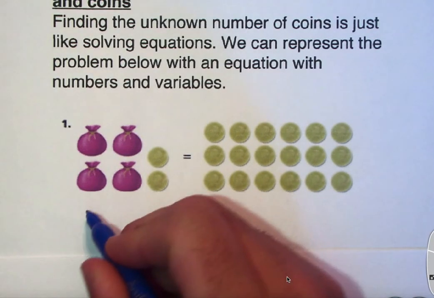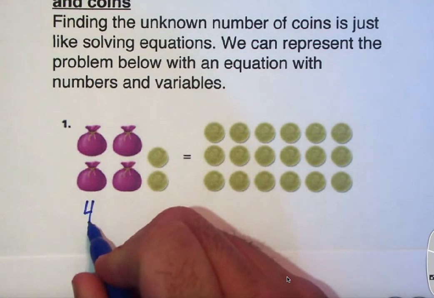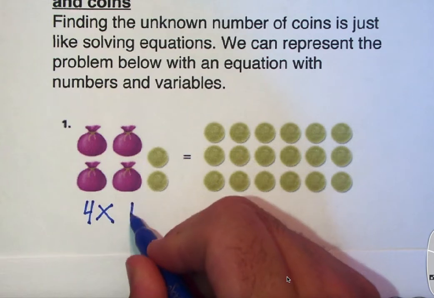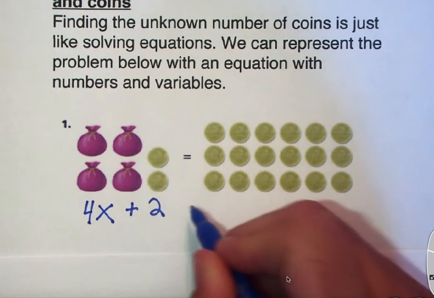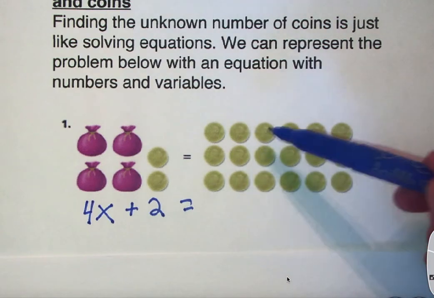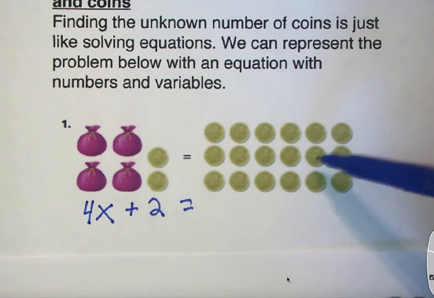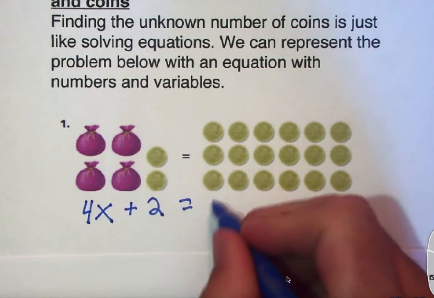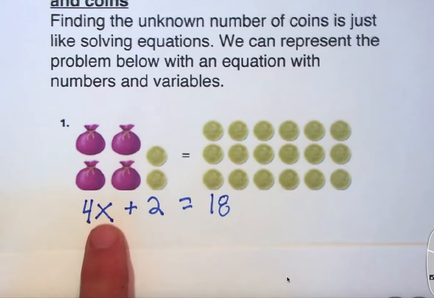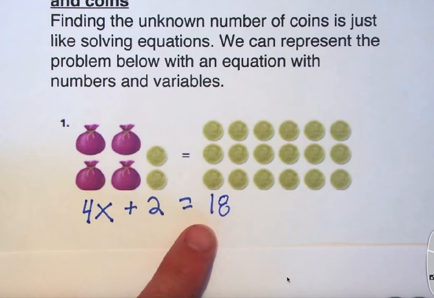We can say that we have 4 bags with unknown amount of coins plus 2 coins equals 1, 2, 3, 4, 5, 6, 7, 8, 9, 10, 11, 12, 13, 14, 15, 18 coins, right? So this is a way to represent the exact same thing. 4 bags of unknown amount plus 2 coins is 18.